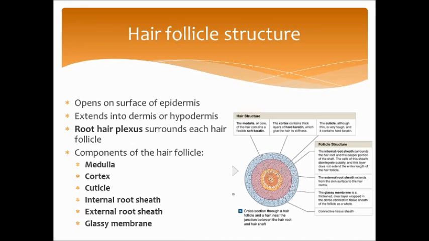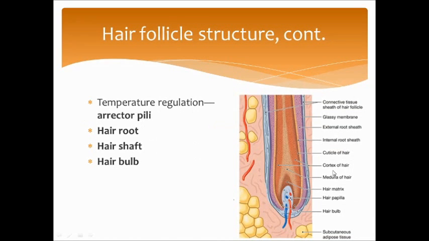Surrounding the cuticle is the internal root sheath. It surrounds the root and does not extend the length of the follicle. The external root sheath follows that, and it extends from the skin surface to the hair matrix. And then the glassy membrane surrounds all of that, and it is a thickened, clear layer, and it's wrapped in this connective tissue sheath that surrounds the entire hair.